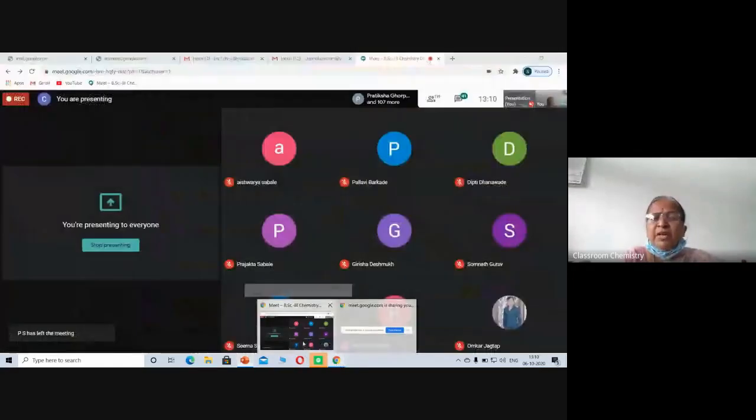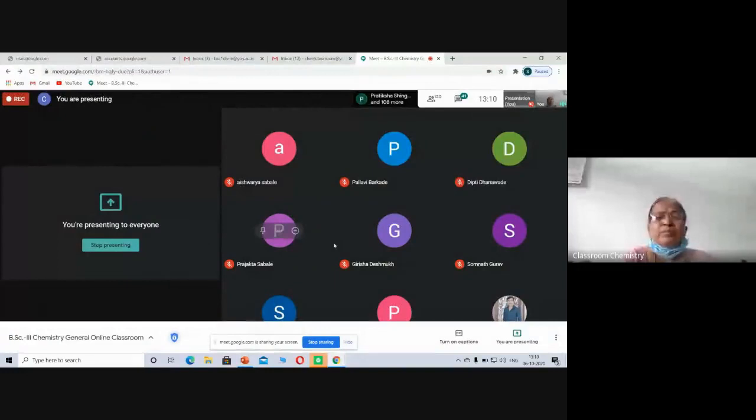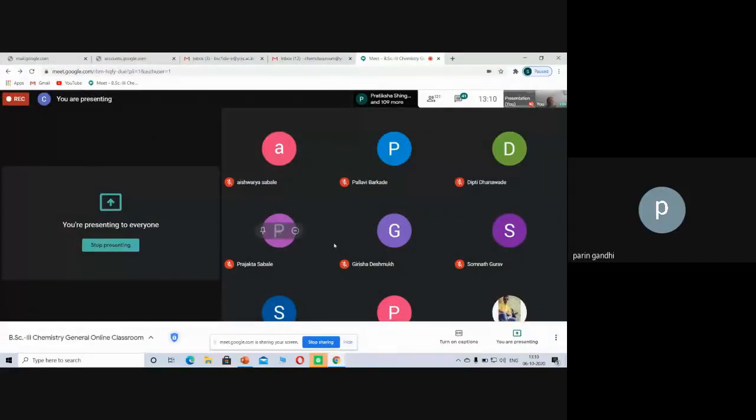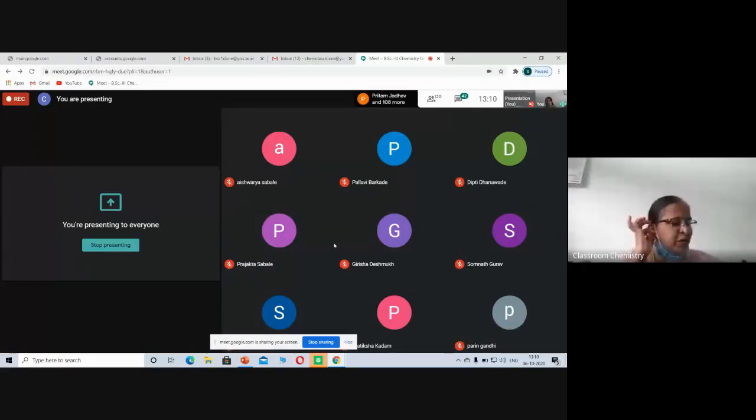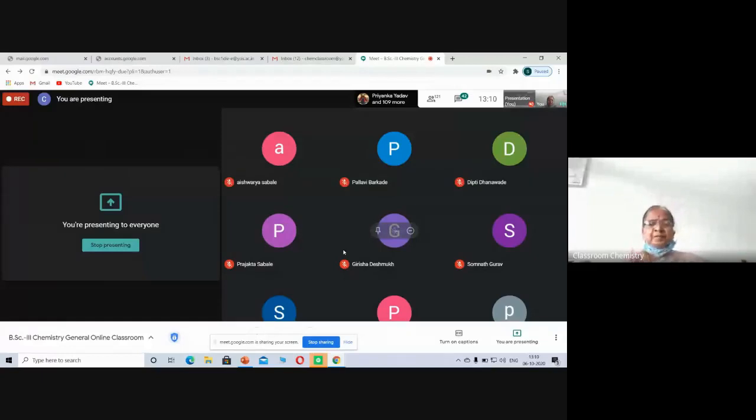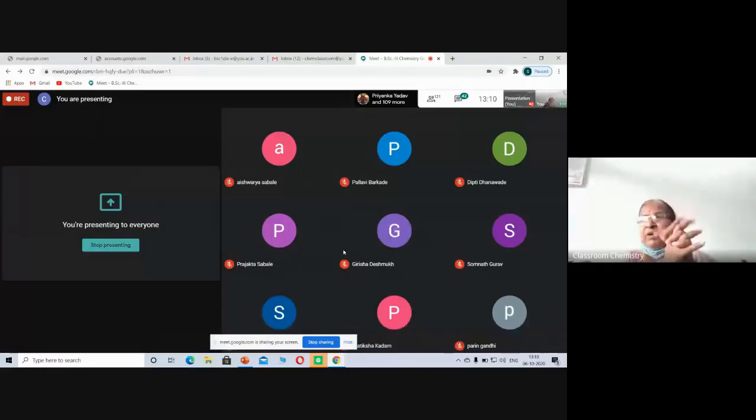How many meters? 1 nanometer is equal to 10⁻⁹ meter. Then 1 angstrom unit is equal to 10⁻¹⁰ meter. 1 nanometer is equal to 10⁻⁹ meter. 1 nanometer is equal to how many angstrom units? 1 angstrom unit is equal to how many meters? 10⁻¹⁰.